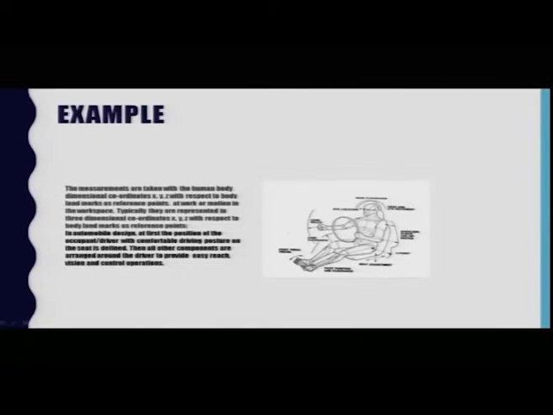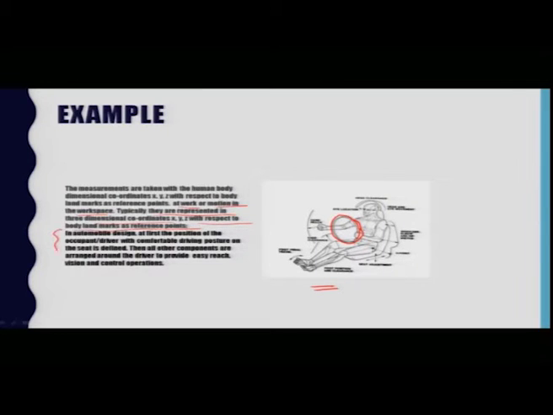As an example, in this particular figure you can see a person sitting inside the car, on the driving seat in fact, holding the steering wheel. The measurements are taken with human body dimensional coordinates x, y, z with respect to body landmarks as reference points at work or motion in the workspace. Typically, they are represented in 3 dimensional coordinates x, y, z with respect to the body landmarks as reference points.